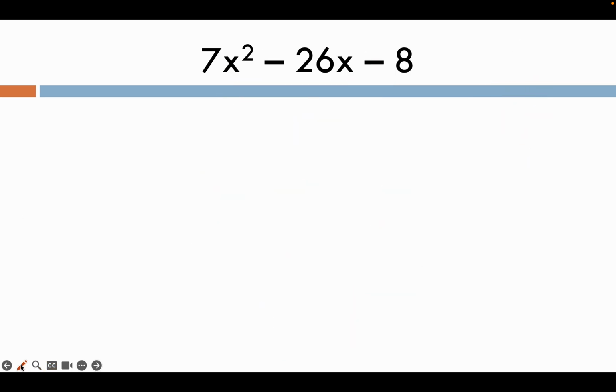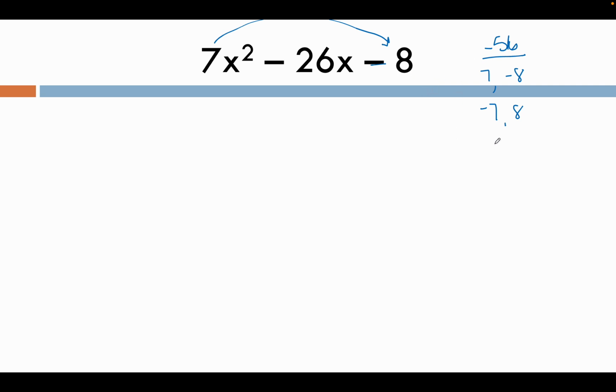Let's give another one a try here. Step 1, multiply a times c. 7 times 8 is 56. Now this is negative 56 because the 8 is negative. So we need to list all the factors of negative 56 and find which ones add up to negative 26. So obviously we have 7 and negative 8, or negative 7 and positive 8, but those do not add up to negative 26. So we're going to need to try some other factors.